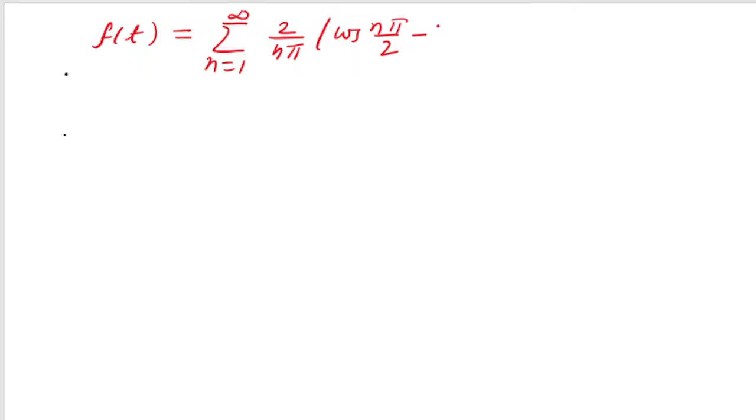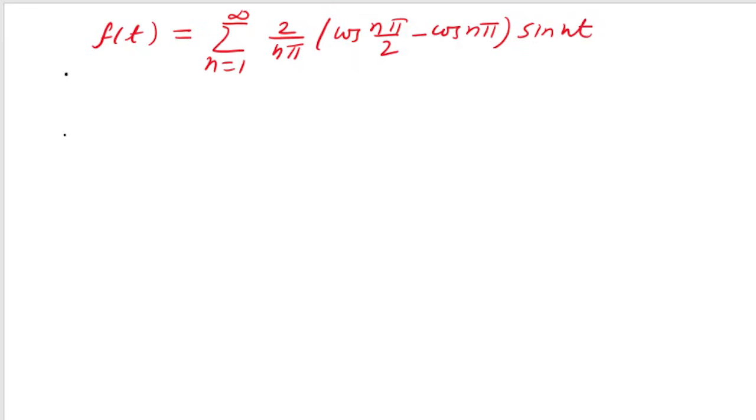So if I have to write the expansion now, what will be the expansion? The expansion will be f of t is equal to, the first two terms have already been cancelled, so I write n varies from 1 to infinity, and in place of Bn I have got 2 by n pi, and here I am getting cos n pi by 2 minus cos n pi, into sine nt.